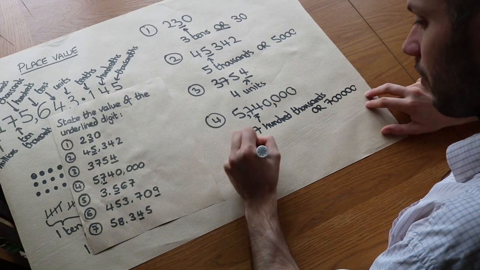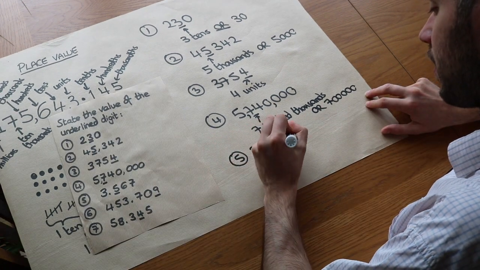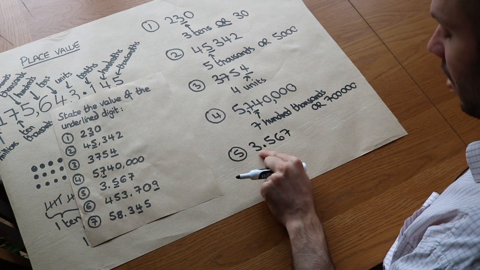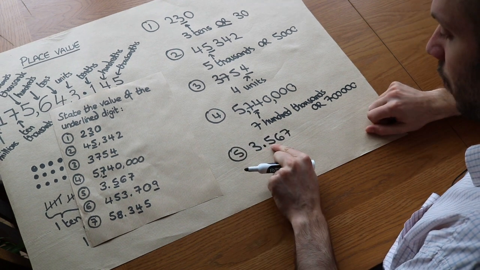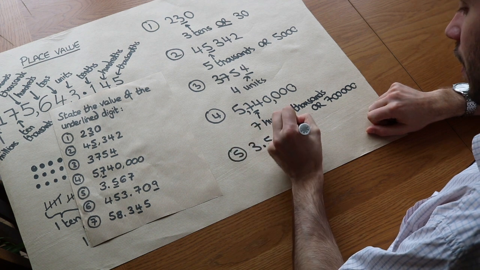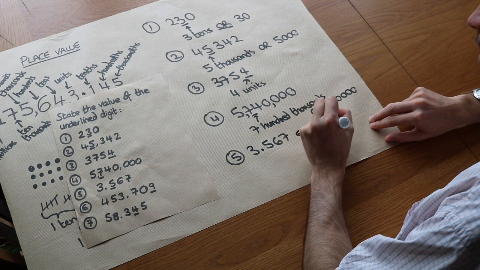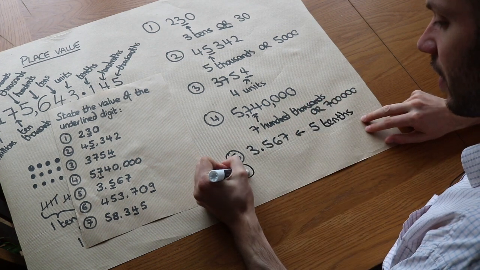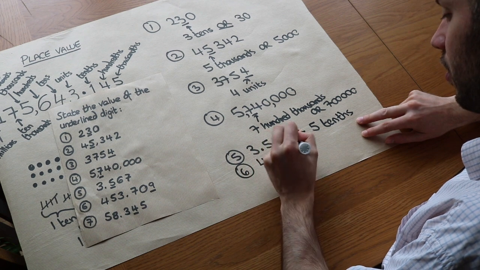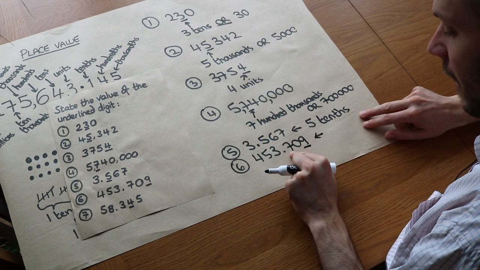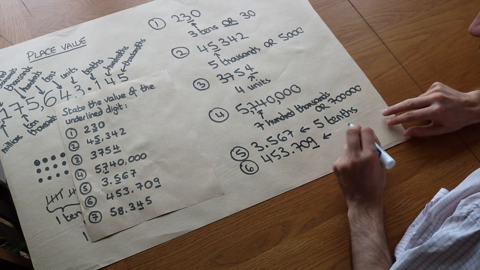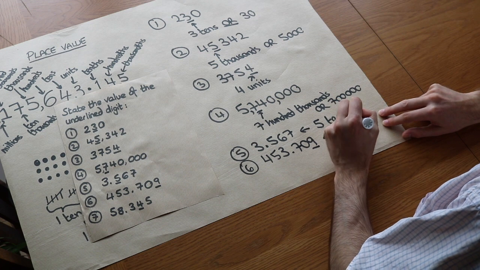And 5, we've got 3.567. Remember, the digit just before the decimal point is the units digit, so that one must be the tenths digit. So that is worth 5 tenths. What about the next one, 6? We've got 453.709. And that 9, well, that's the tenths digit, that's the hundredths digit, and then that's the thousandths digit. So that's worth 9 thousandths.